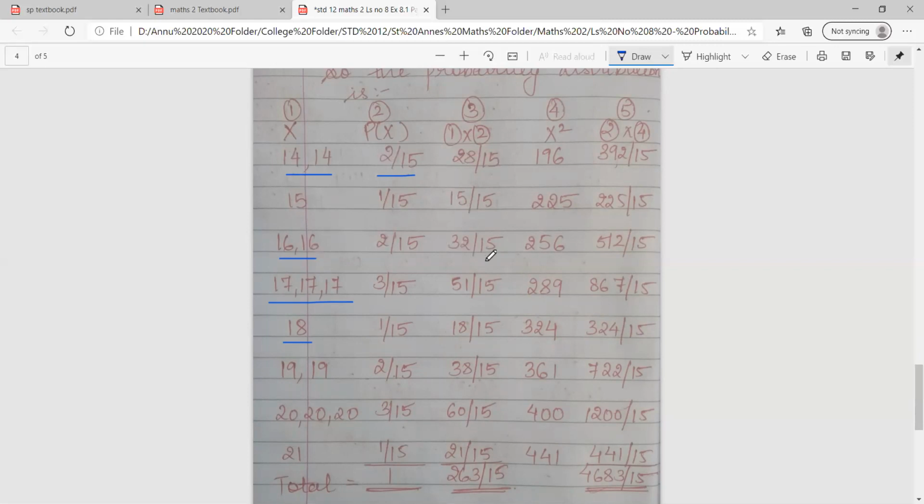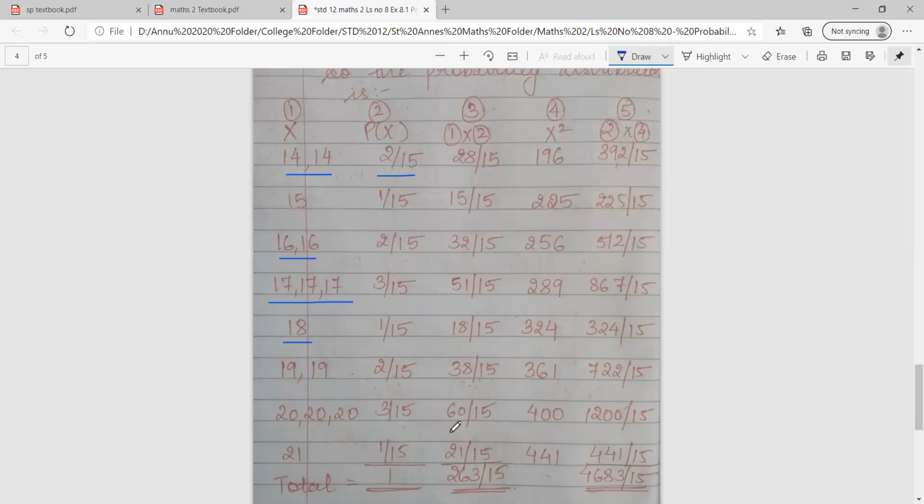16 twos are 32 by 15. 17 threes are 51 by 15. 18 ones are 18 by 15. 19 twos are 38 by 15. 20 threes are 60 by 15 and 21 ones are 21 by 15.